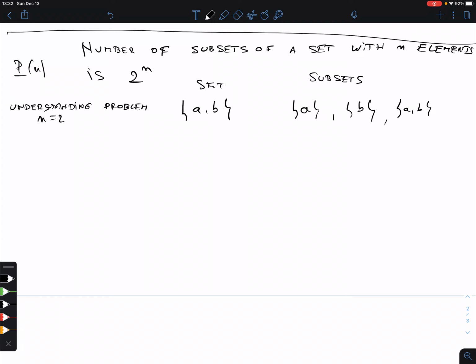Here n is 2. This should be what? 2 to the power 2. This should be 4. Oy, I have only 3 subsets. What am I missing? You see what I'm missing? The empty subset. The empty set is always a subset, right? So we have the empty subset, we have the 2 singletons, and we have the whole set, and that's it. So there are 4. So yeah, it works out with n equal to 2.